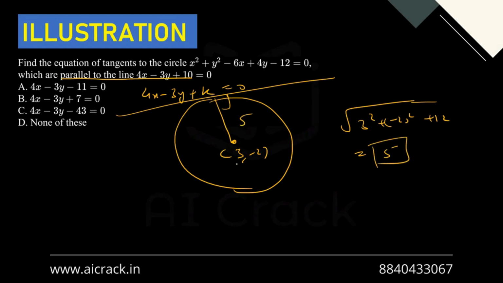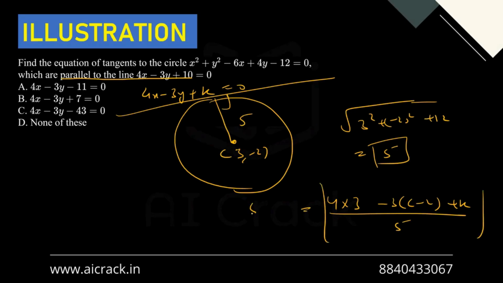So what we have to do, we have to just drop this perpendicular from this point on this line. So that would be 4 times 3 minus 3 times minus 2 plus k divided by under root a square plus b square, that would be 5 only, and that should be equal to 5, taking the modulus. I can find out the value of k from here.